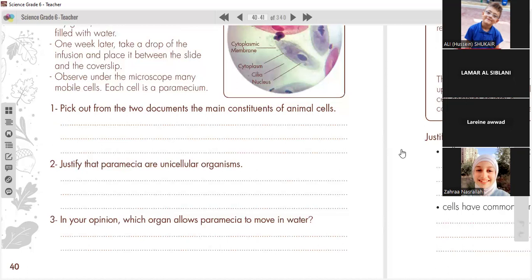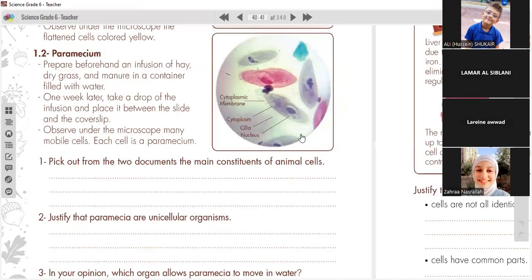Go ahead Perla. In your opinion, which organ allows paramecia to move in water? Which part of the paramecium allows it to move, to swim in water? What do we call it? Cilia. Excellent. So the cilia allow it to move.